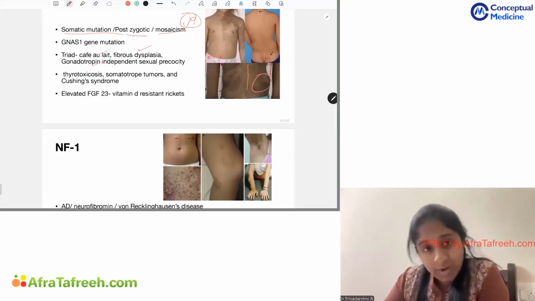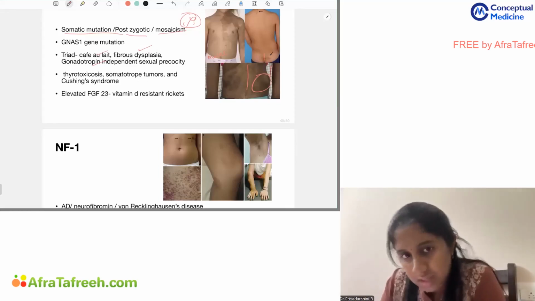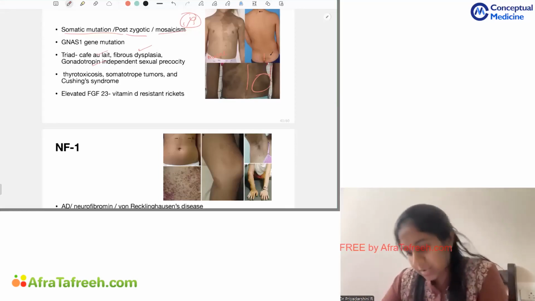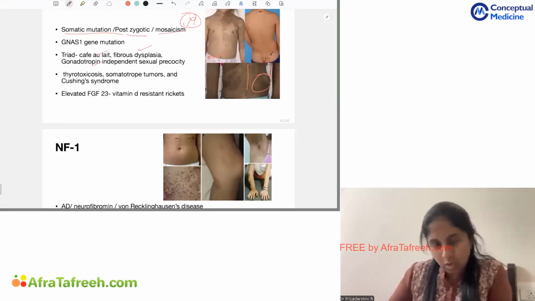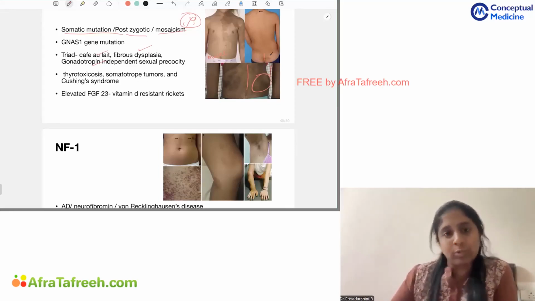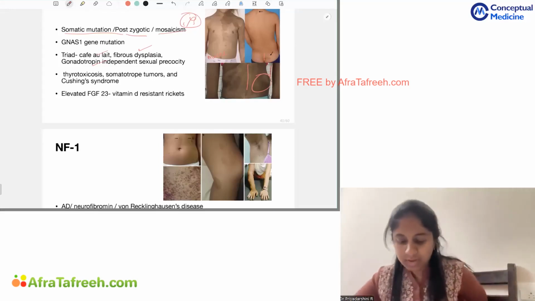The patient may also manifest with thyrotoxicosis, somatotropic tumors, and Cushing syndrome. So I am telling you everything in terms of endocrine manifestation. Where is the organ neoplasia here? Sometimes these patients may manifest with other sorts of organ neoplasias also. So there could be a thymic tumor, there could be other thyroid tumors, and bone especially may be involved here.